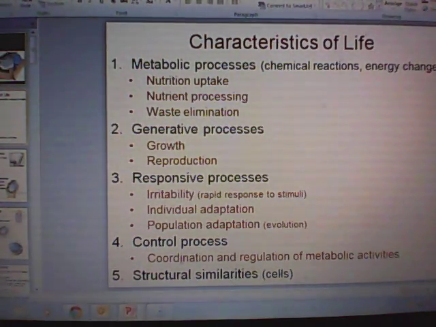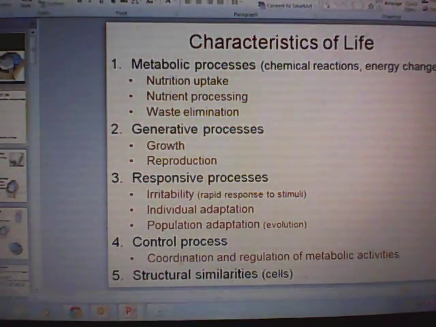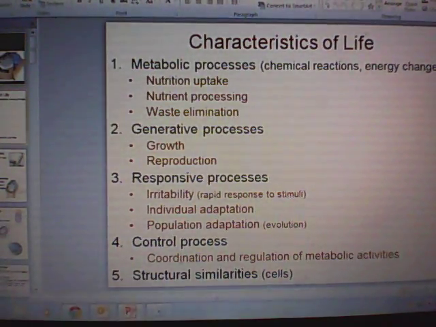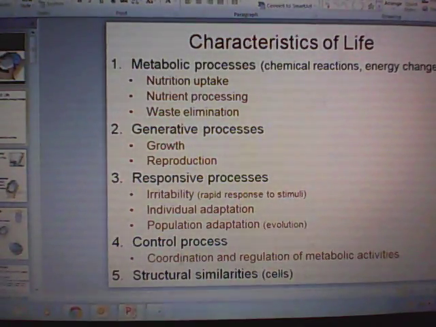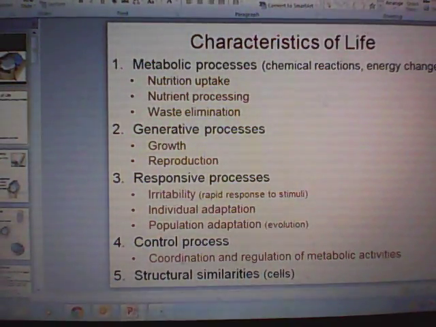And so I always say a rock can't do any of these things, and that's how we know that a rock is not alive. You will not see a rock taking up nutrients and eliminating them. You won't see a rock growing and reproducing. You won't see a rock shiver because it's cold, meaning responding to a stimulus. You won't see it have any metabolic processes, and it does not have cells.